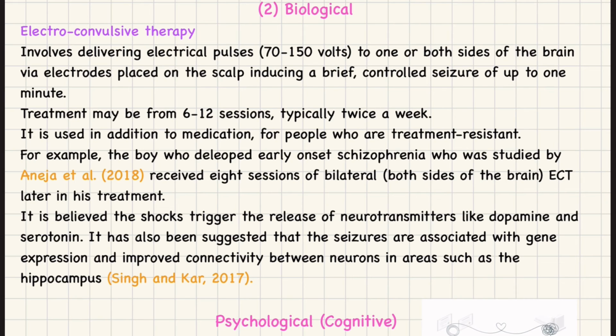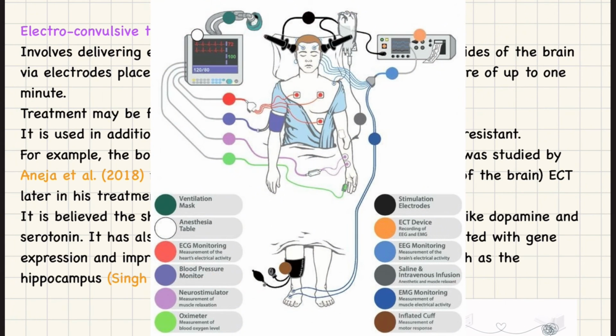Now in electroconvulsive therapy, this involves delivering an electrical pulse of 70 to 150 volts. And what is the purpose of this? What is the purpose of delivering this? It is to induce a controlled seizure which lasts up to 1 minute. Now this is what it may look like.